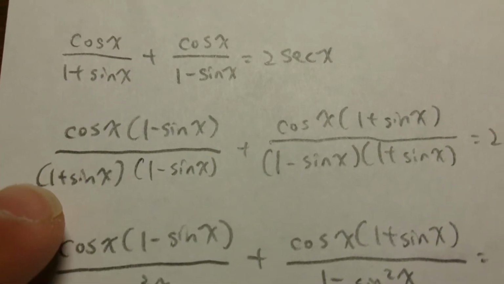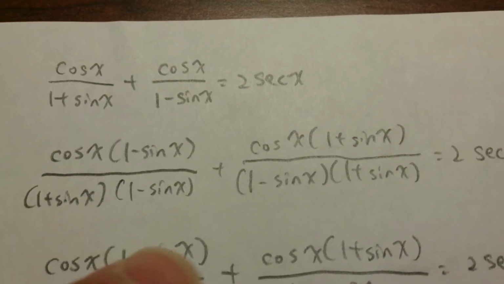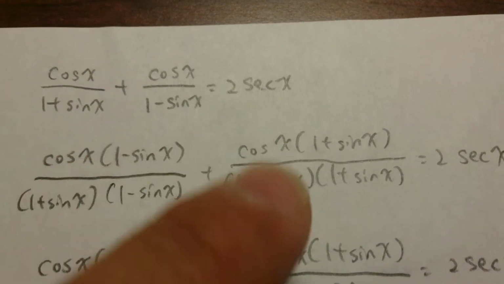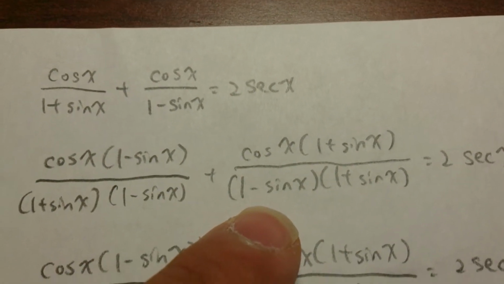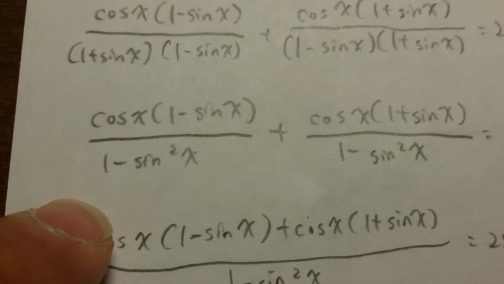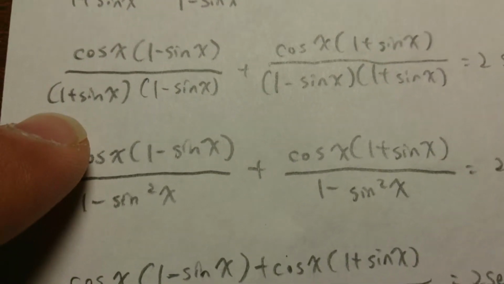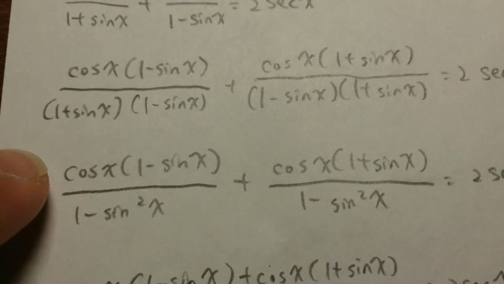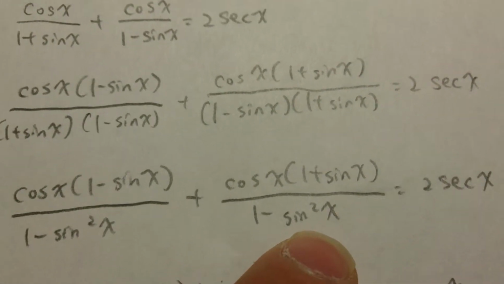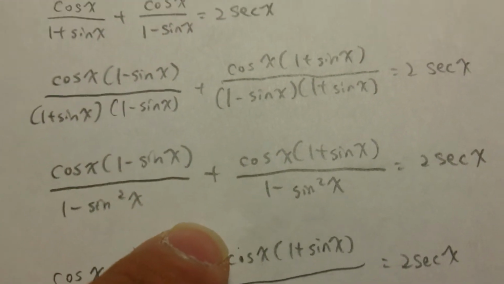So for the first term, we will multiply it by 1 minus sine x, and for the second term here, we will multiply the denominator and the top and the bottom by 1 plus sine x, equals 2 secant. And then the next step, when 1 plus sine x times 1 minus sine x, the result will be 1 minus sine square x.